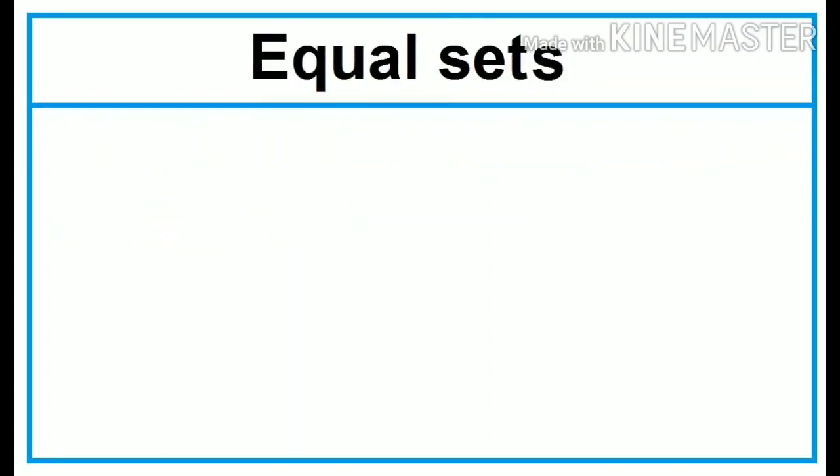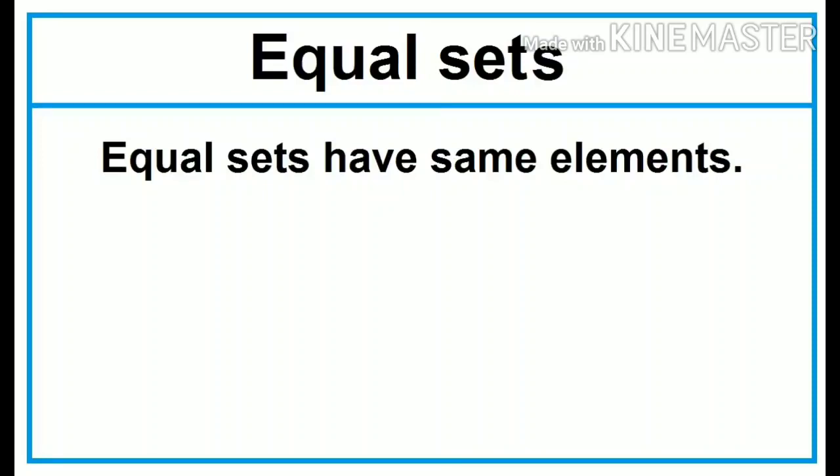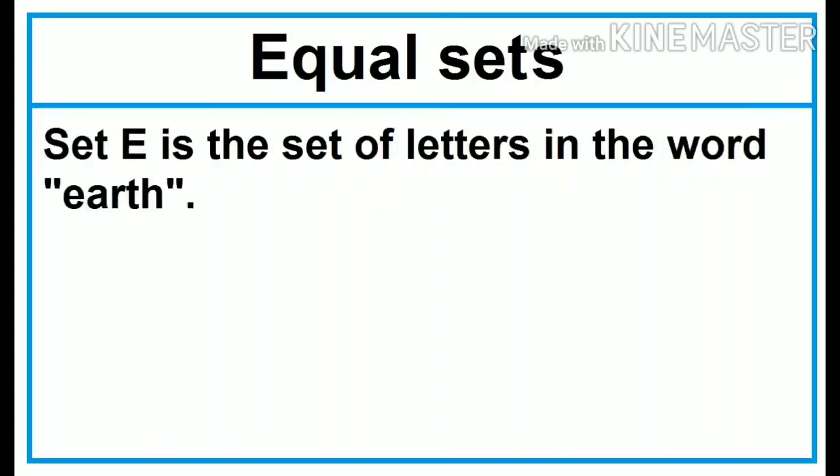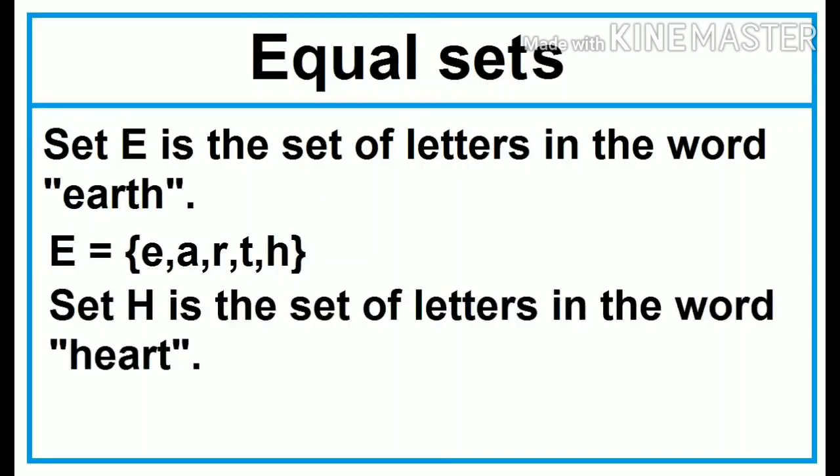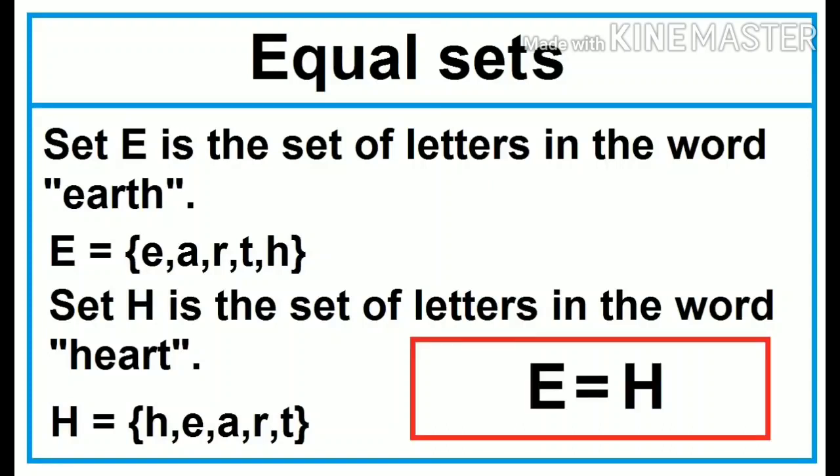Next comes the equal sets. Equal sets have the same elements. Let's take an example. Set E is the set of letters in the word earth. So E equals {E, A, R, T, H}. The next set H is the set of letters in the word heart. H is equal to {H, E, A, R, T}. Here both sets E and H have the same number of elements and the same elements. So set E equals H. Both are called equal sets.